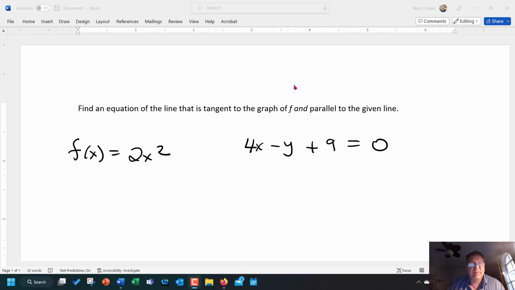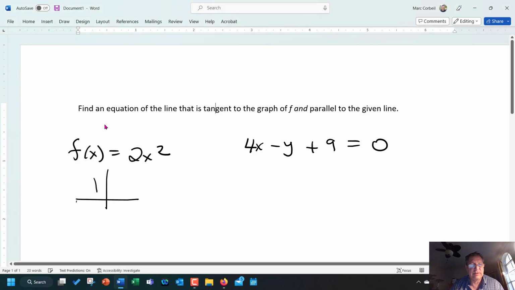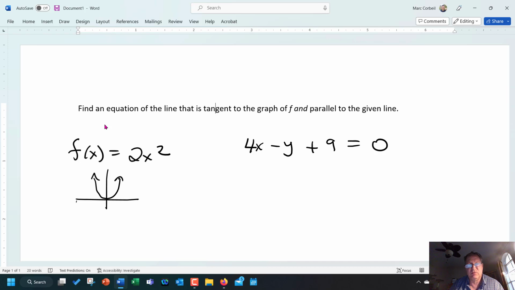So this question has come up a couple of times from you. Find an equation of the line that is tangent to the graph of f and parallel to the given line. So we have here two lines. This is the target line right here, the quadratic. So it'll look like that. And the linear line, which we can rewrite. So I'll rewrite it as 4x plus 9 equals y, or better, y equals 4x plus 9.